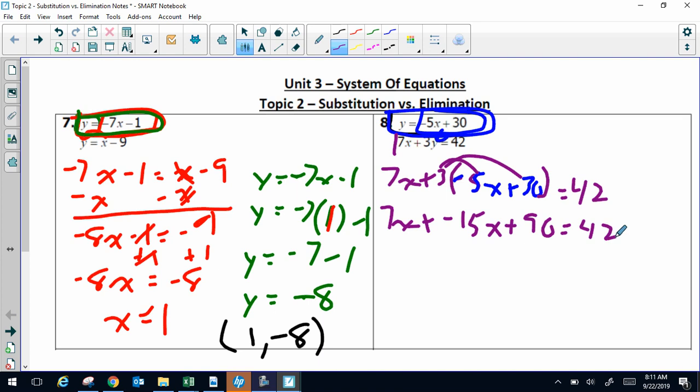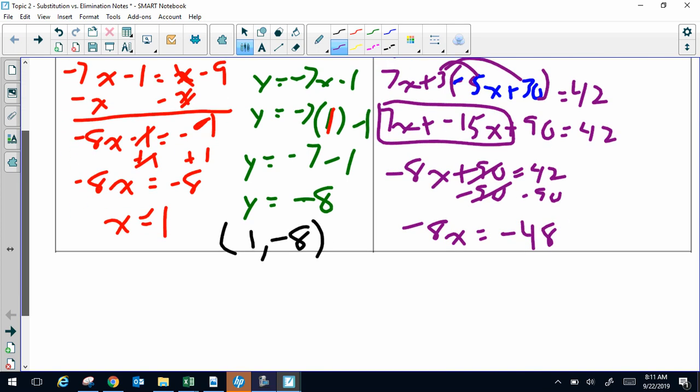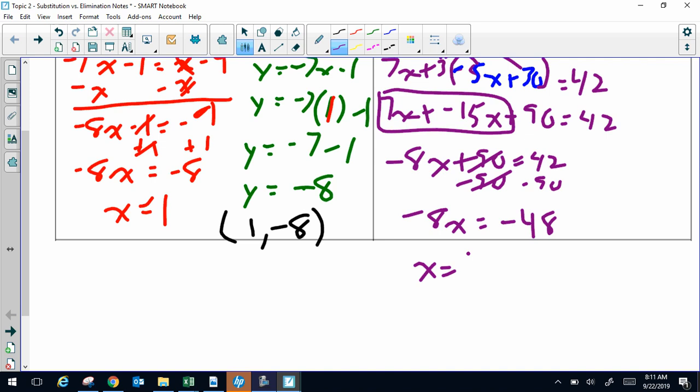Combine my like terms. I get negative 8x plus 90. Subtract 90 from both sides. I get negative 8x equals negative 48. So x is equal to 6.